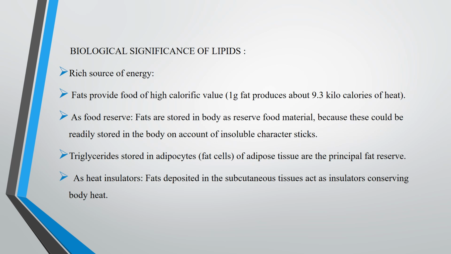Biological significance of lipids. The major function of lipid is that it is the richest source of energy. Fat provides food of high calorific value. For example, 1 gram of fat produces about 9.3 kilocalories of heat. It acts as a food reserve. Fat is stored in the body as a reserve form of food material because it can be readily stored on account of its insoluble characteristics. Triglycerides are stored in adipocytes, that is, fat cells of adipose tissue. This is the principal fat reserve.